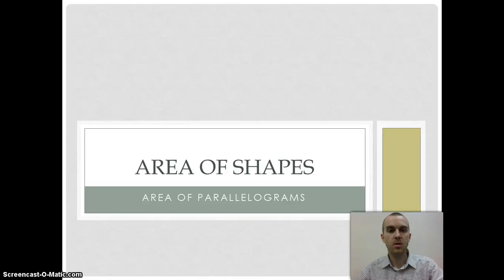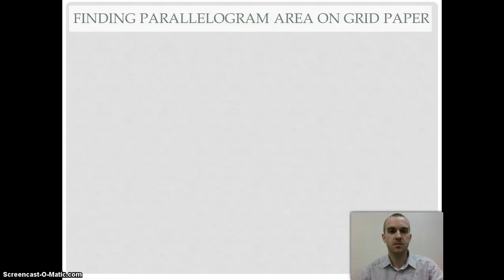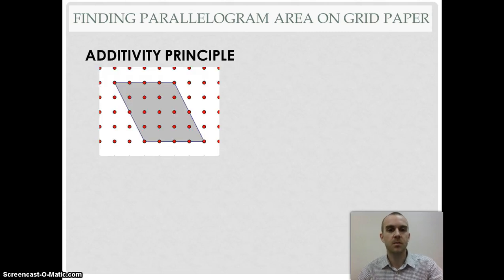In this video we'll explore the area of parallelograms. Now one way we can look at this is by actually using dot or grid paper to help us find that area. As we've talked about before, we can use the additivity principle by splitting the parallelogram into shapes that we know, such as triangles and rectangles.